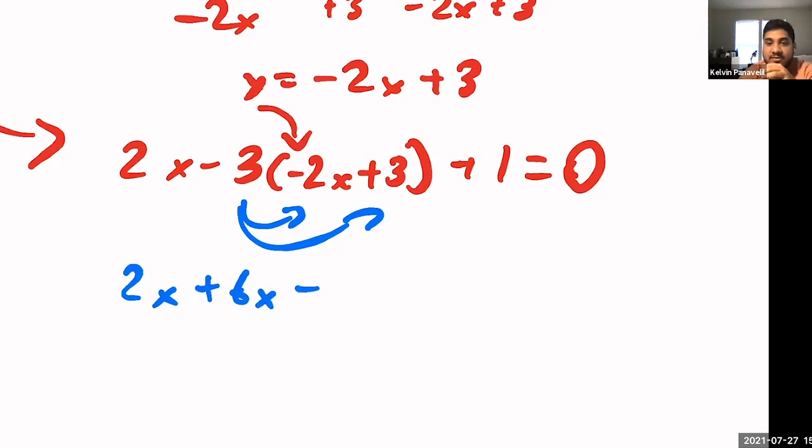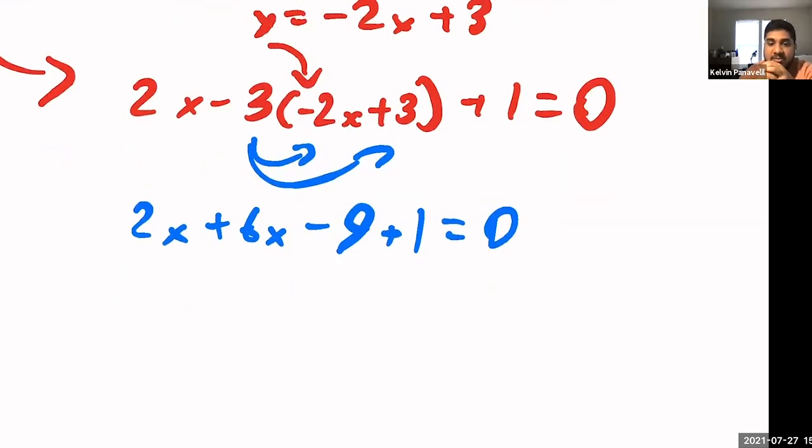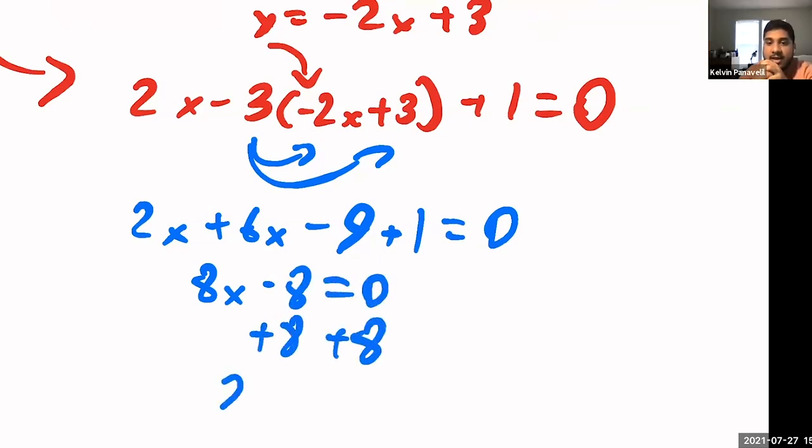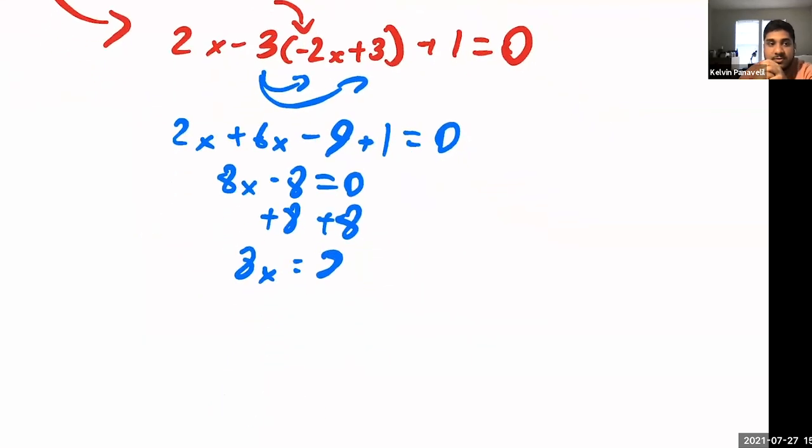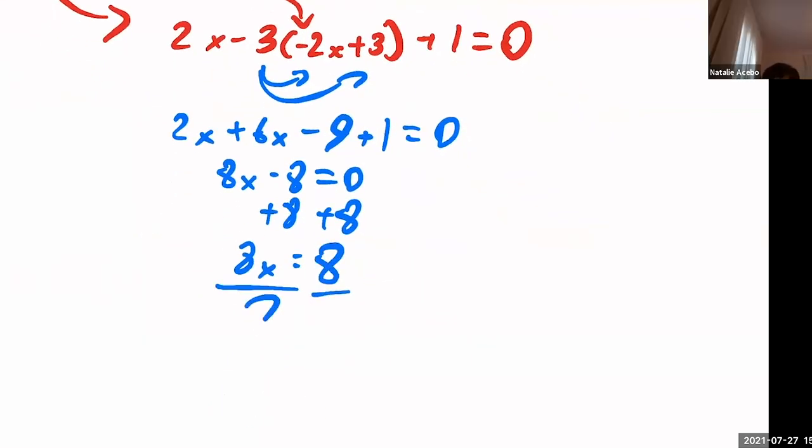And then negative 3 times positive 3? Negative 9. Awesome, minus 9. And then don't forget the plus 1, equals 0. Then 2x plus 6x is? 8x. Let's move the numbers to the other side. What is negative 9 plus 1? Negative 8. Good, minus 8 equals 0. And then finally, let's add that 8 over, and we're going to have 8x equals 8. So what does x equal? 1. X equals 1. Perfect. And let's look at the answers.